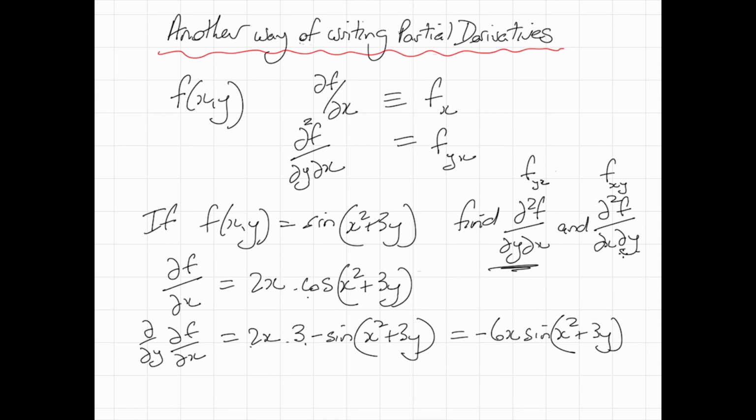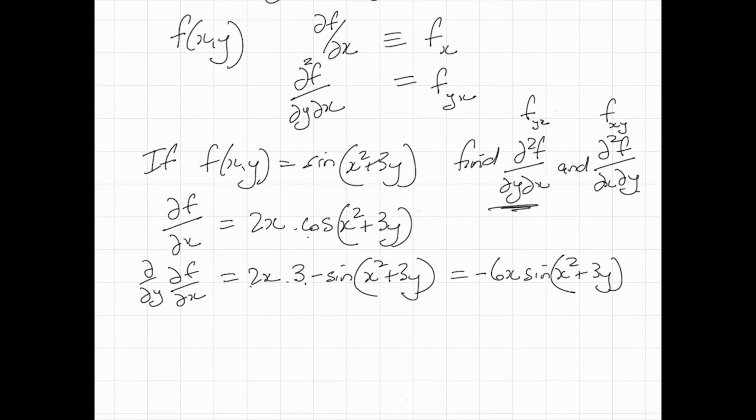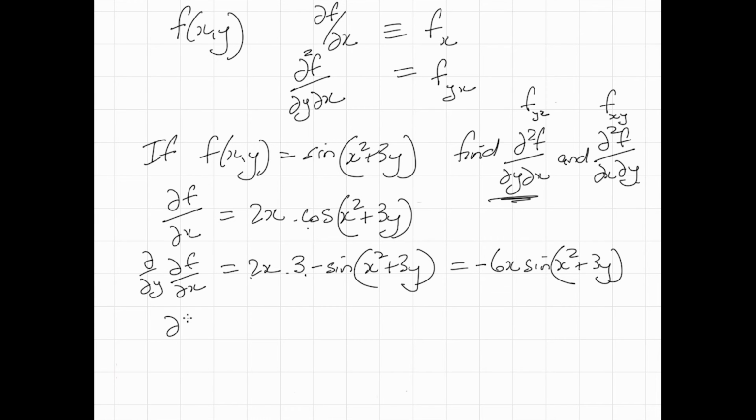Now I'll do this one. So I've got to firstly do the derivative with respect to y. With respect to y, I diff in, and the derivative in will be just equal to the 3, because the x squared is like a constant, derivative of constant 0. And when I diff out, I get cos of x squared plus 3y. So that's the partial with respect to y.